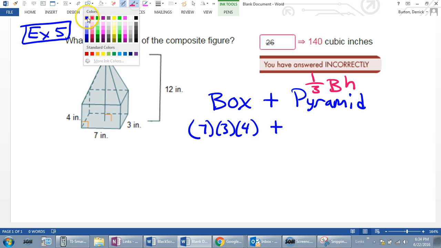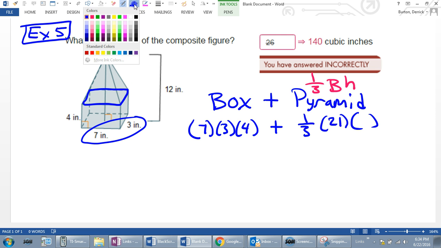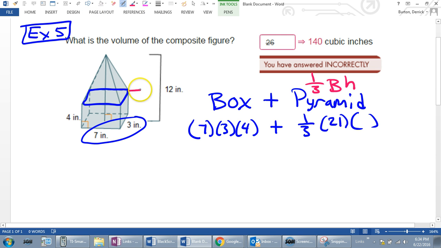Okay, so that's going to be 1/3. The area of the base is the rectangle. So that's going to be 3 times 7. So that's 21. And then the height. So let's use our trick one more time, like we did before. They've given us the total height is 12. The height of the box is 4. So how tall is the pyramid?